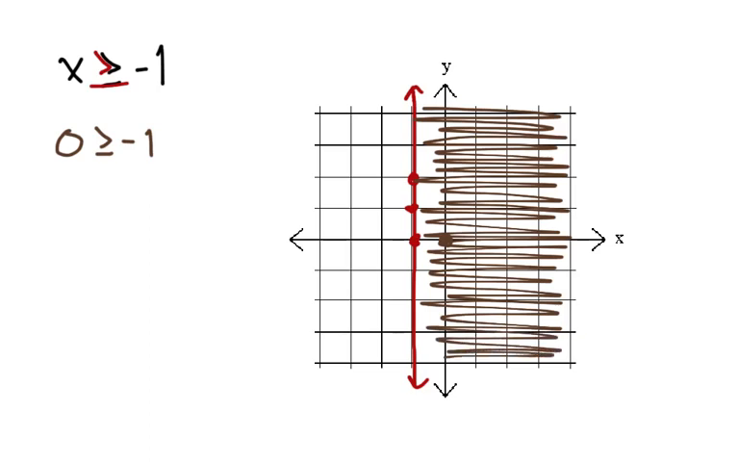And that's how we graph inequalities. Graph the line, determine if it's going to be a solid or dotted line, then test the point and shade the side that contains the solution.